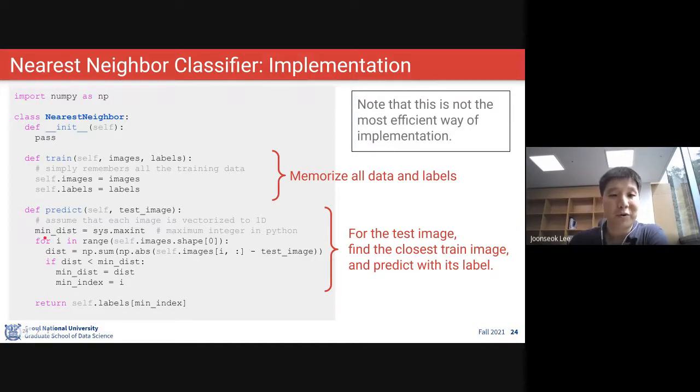So we start with the minimum distance variable with the largest possible integer value here. And we go over all the training examples. So self.images is the training images, and its shape is the number of images times the number of dimensions. So shape 0 means the number of images, and this i is the index of the training image we are currently comparing against. So we go over all the images in the training data set, and we compute the distance between this training image and the test image. Assume that they are in the same shape or same size. So we can just simply take the subtraction between those two matrices, and we take the absolute values.